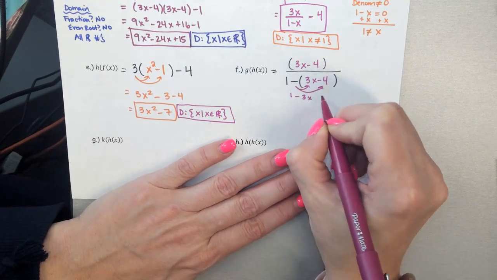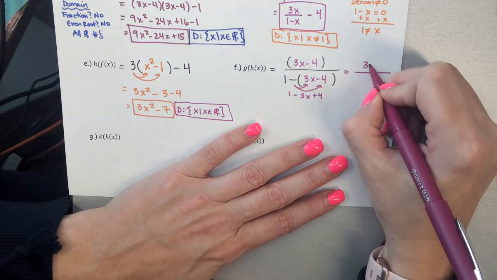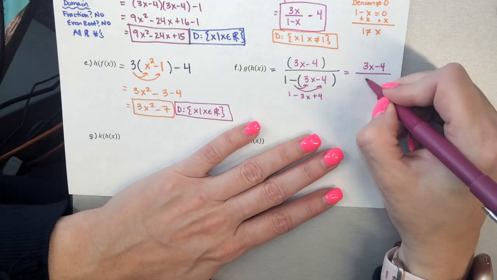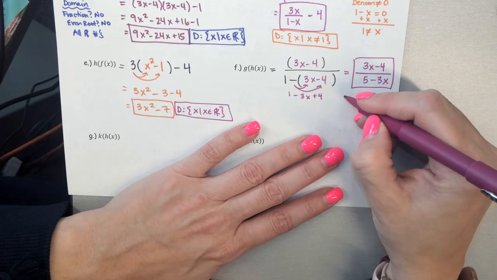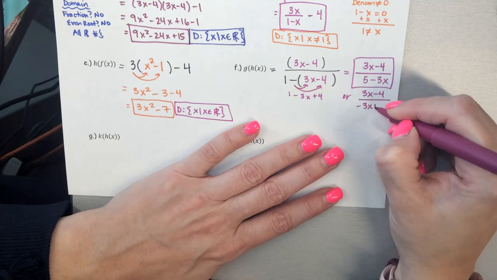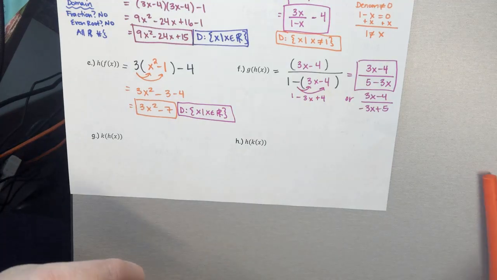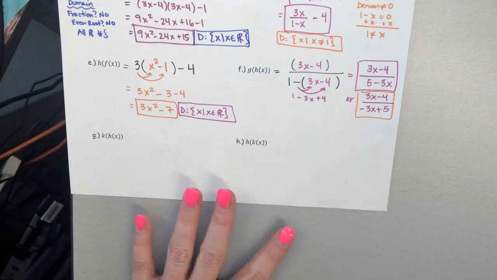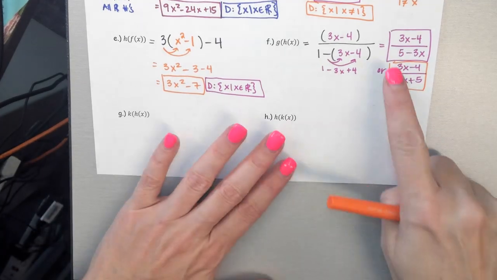This is 1 minus 3x minus 4, and a negative times a negative is plus 4. So the numerator is 3x minus 4. The bottom you can write two ways. You might see it as 5 minus 3x, or you can write it as 3x minus 4 over negative 3x plus 5. Both of those are correct. You can write them in standard form on the bottom, or like I said, sometimes if the first number is a negative, you'll see the other term first.